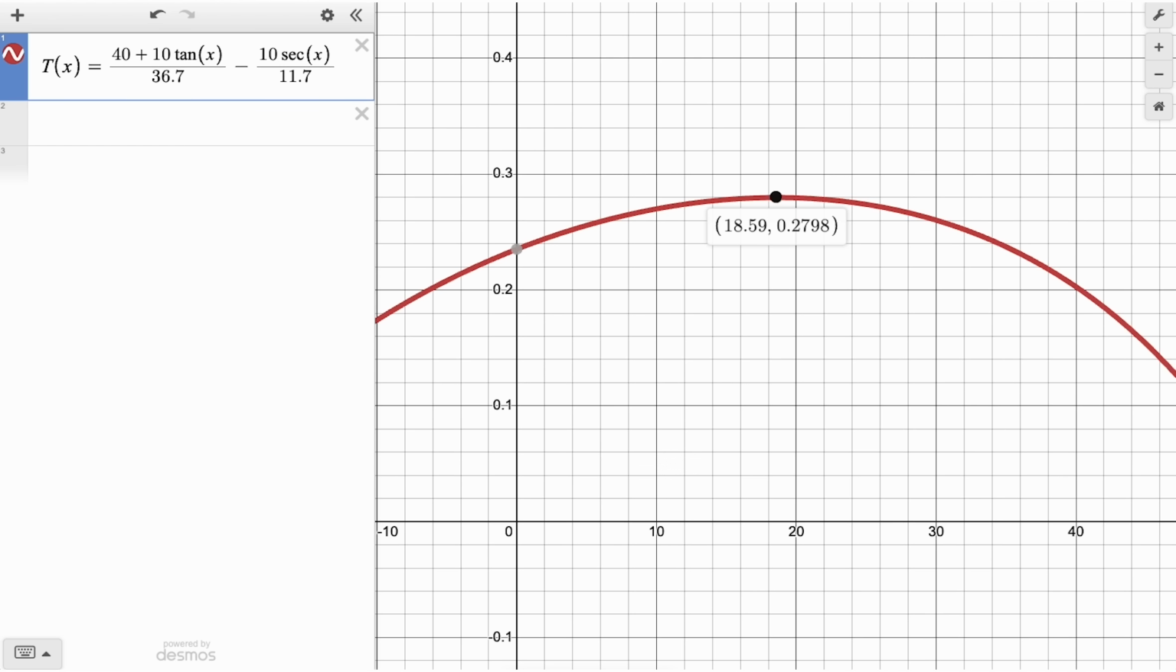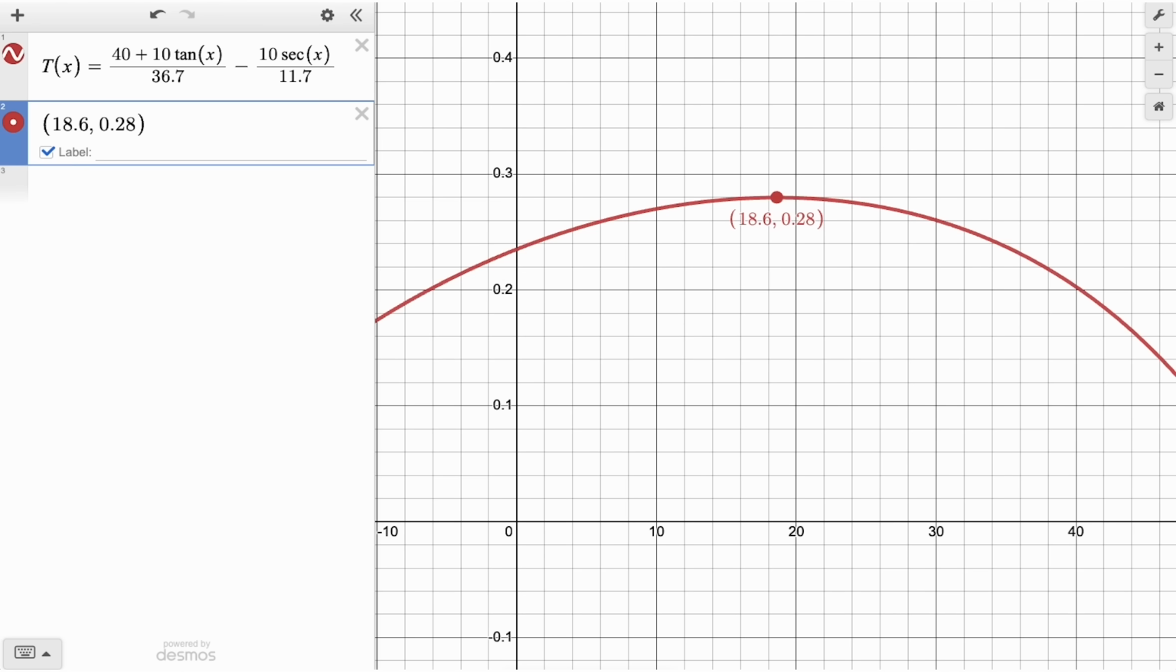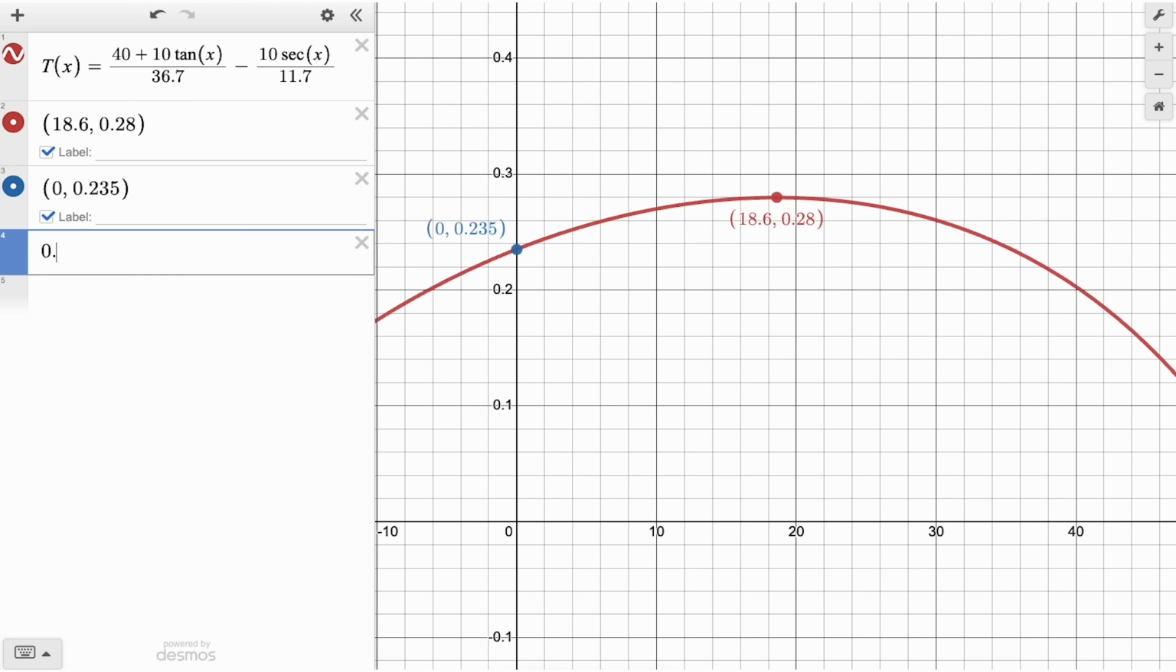Remember, we're trying to find the angle that maximizes the safety time. That means we're looking for a maximum on this curve. This point here tells us that the optimal angle for Sarah is about 18.6 degrees, and that gives her a safety time of about 2.8 seconds. Very close to what we measured by hand earlier. If she headed perpendicular to the curb, she would have about 2.4 seconds of safety time. So the optimal angle saves her less than 0.05 seconds.